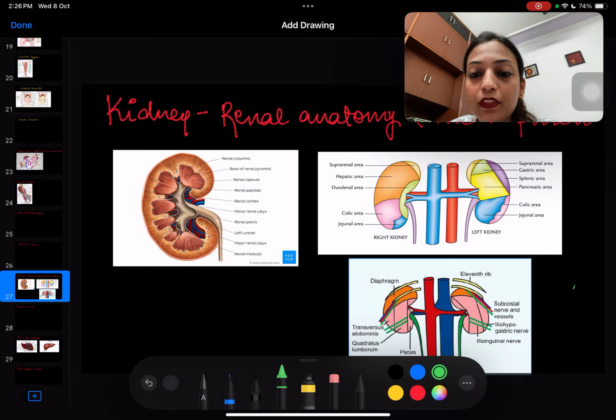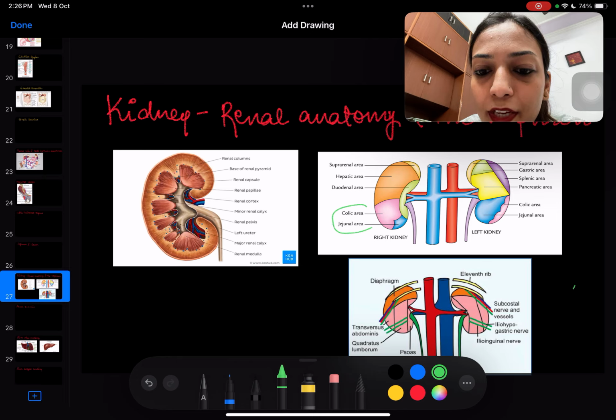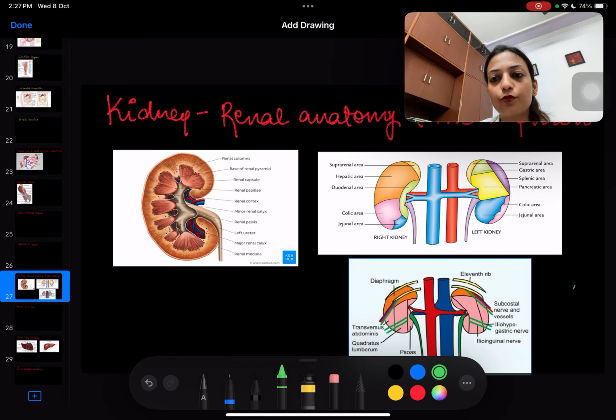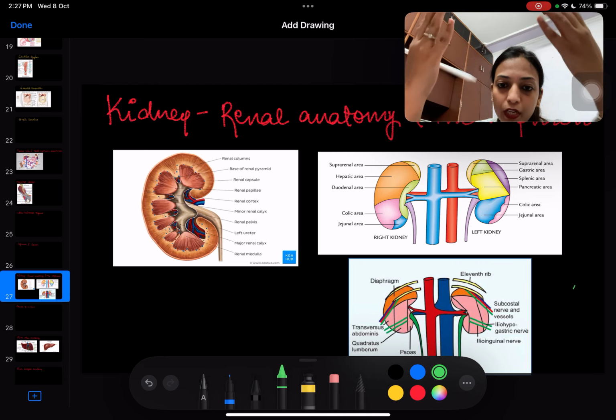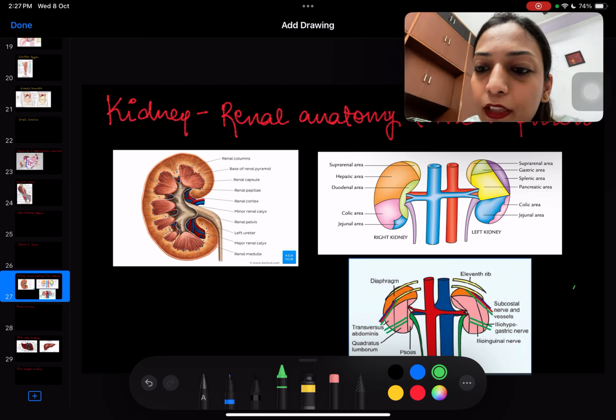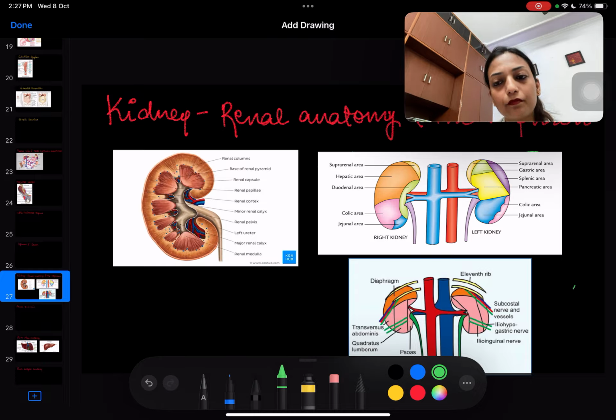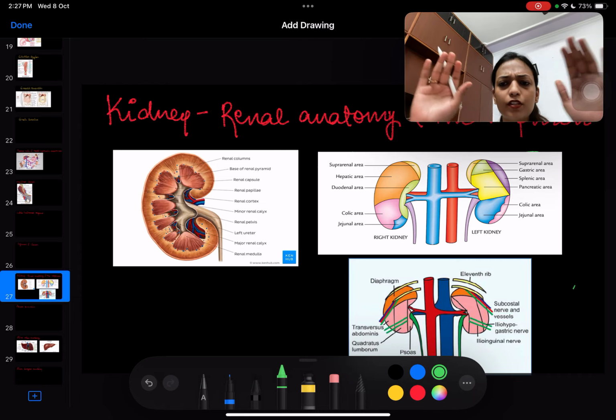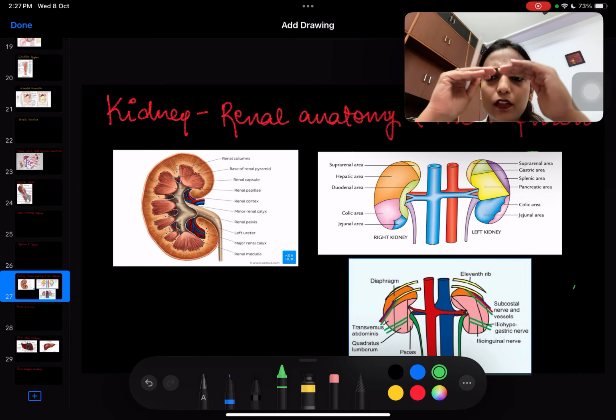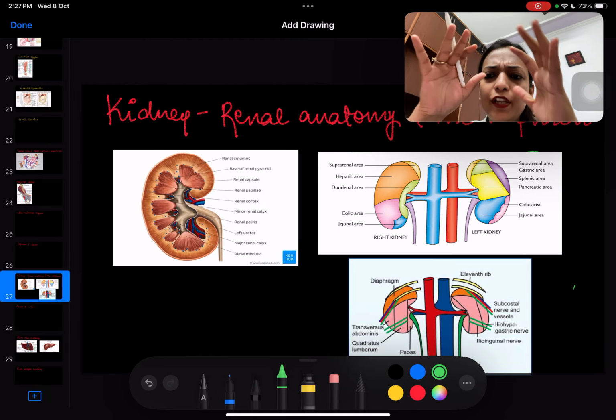So see, the right and the left kidney anteriorly are bound by different organs, right? The right kidney has liver, that is why it is known as the hepatic area. Okay, there are few things which are common, okay? Like colic area and jejunal area will be common in both, in the lower half, and suprarenal area will always be common in the superior part. Did you understand? So three things are always common in both the kidneys: the suprarenal part, the colic part, the jejunal part. Now we need to know what else.